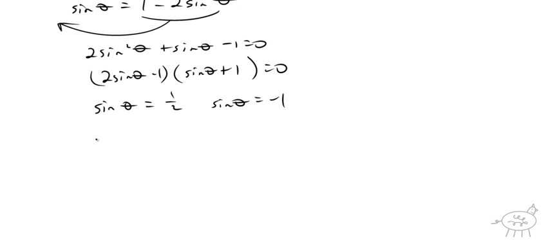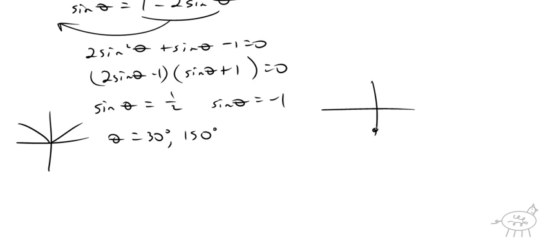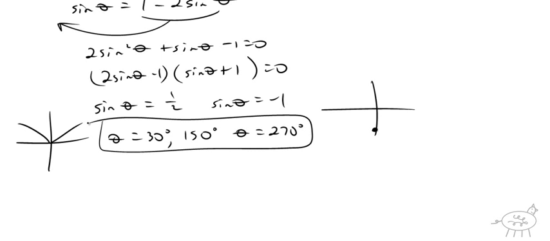I think we actually did this one a little while ago. Sine of theta equals 1/2. We know we're here and here. The reference angle is 30 degrees. So theta is 30, and then in quadrant 2 it's going to be 180 minus that, so 150. And then sine of theta equals negative 1. Of course, that's going to be down here at 270 degrees. Did I square anything? Nope. So these are my 3 answers for that problem.